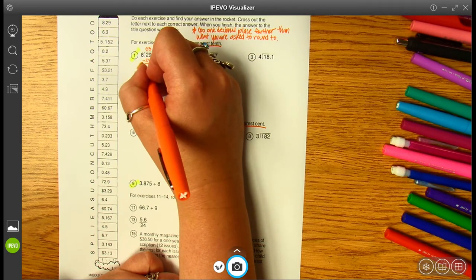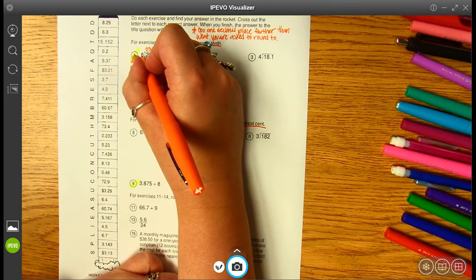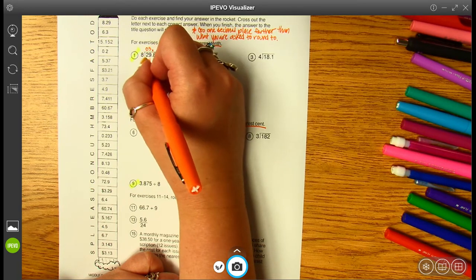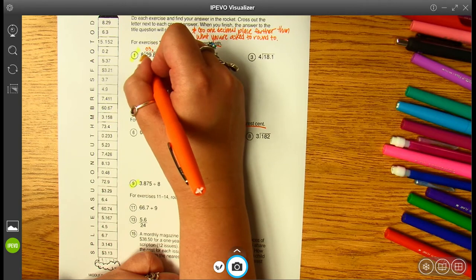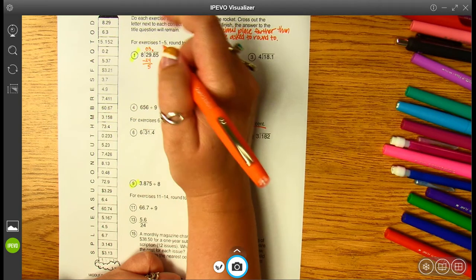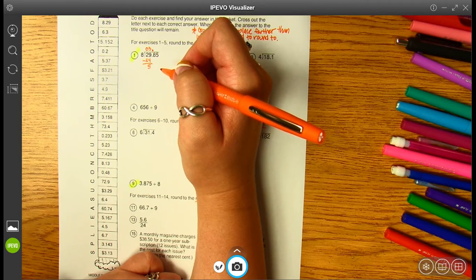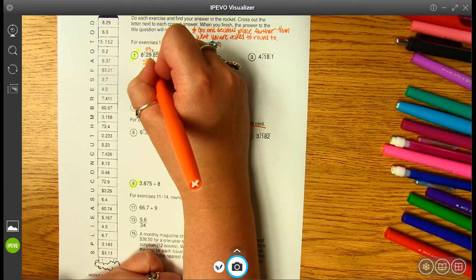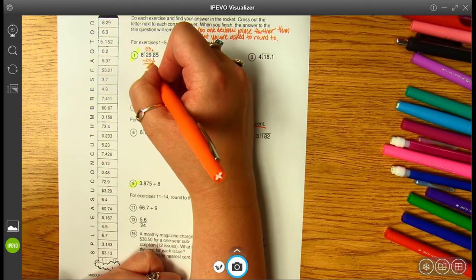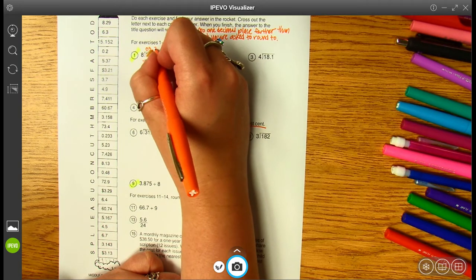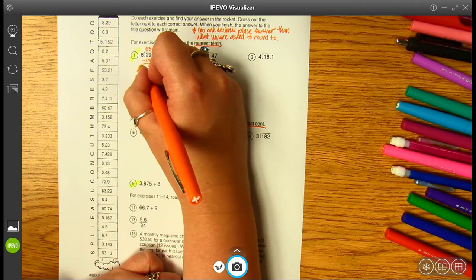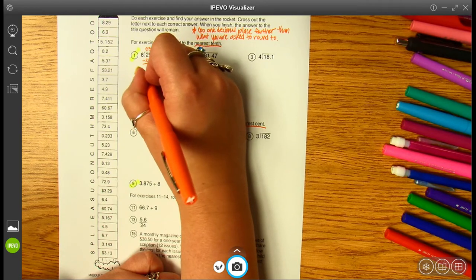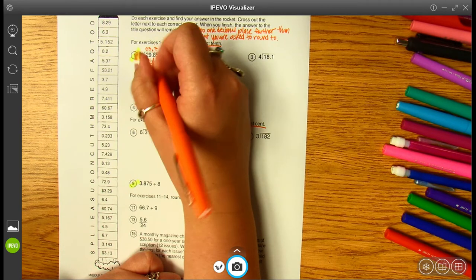Always double check that this remainder is smaller than what you are dividing by. If this is bigger, like if this was 9 or 10 or 11, which is bigger than 8, then I would need to erase this and get a bigger number than 3. But since we're good, I can bring my next number down. So I'm going to bring the 8 down. 8 goes into 58 how many times? 7 times, because 8 times 7 is 56. When you subtract that, you get 2.